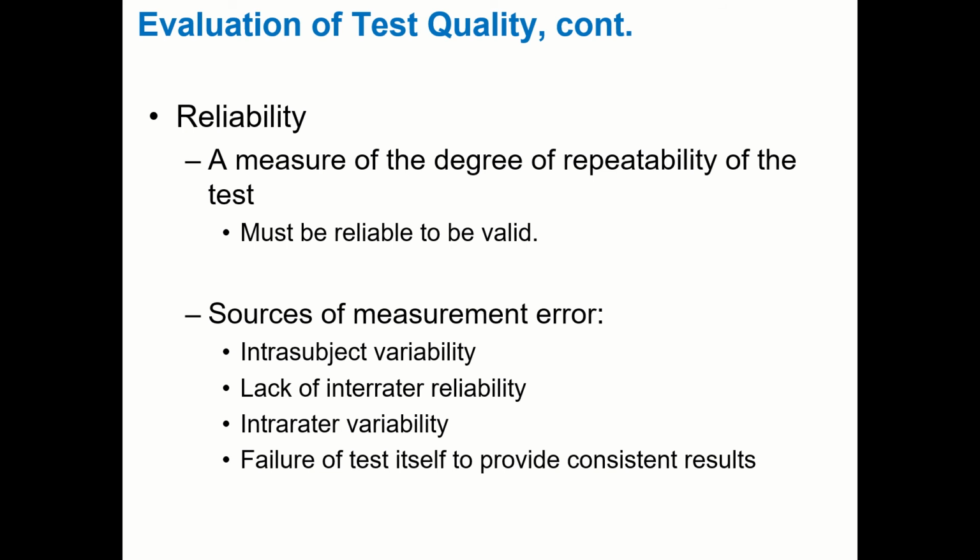Oftentimes reliability, or more accurately lack of reliability, is related to measurement error. That can have a variety of different sources. The first one is intra-subject variability. Intra is inside of, so variability inside of the subject. Maybe one day they have a really good day, and then the next time they perform the test, they have a really bad day. That can reduce the reliability of your measure and thus the overall validity. So if somebody comes in one day and they bench press 300 pounds, and then the next time they only get 250, and then the next time they only get 260, that's intra-subject variability.